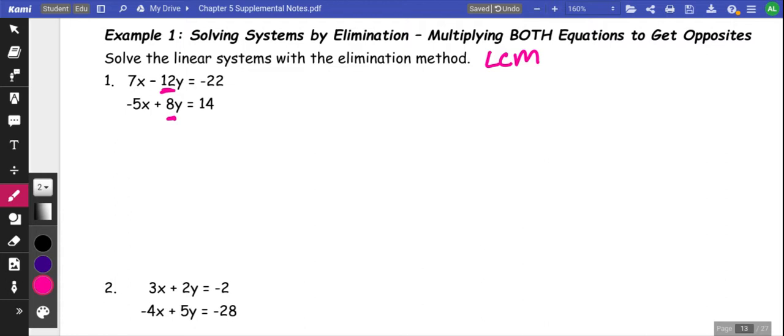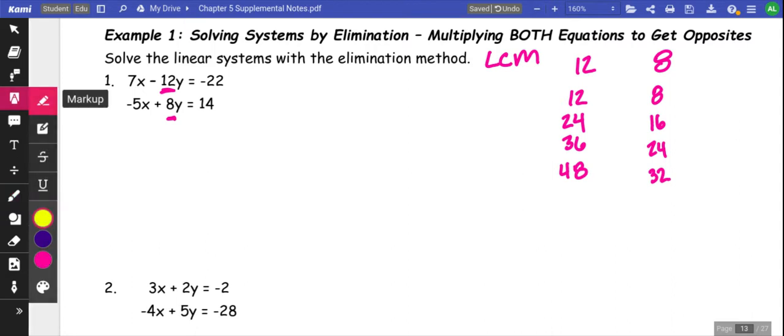A lot of times what I like to do is just pick one of the variables. You've got two coefficients, 12 and 8. For 12, just think of some multiples: 12, 24, 36, 48. For 8, you've got 8, 16, 24, 32. Let's start there, and we can see, awesome, I have a multiple in common. I've got 24 for both 12 and 8. That's what we're looking for.